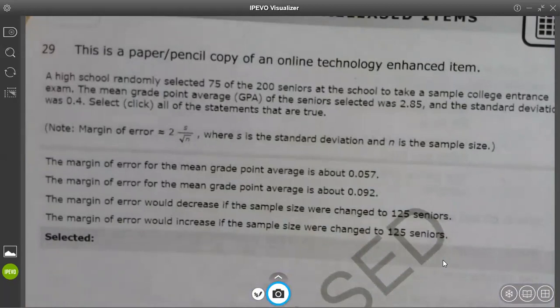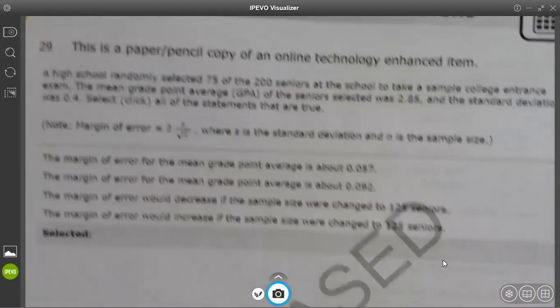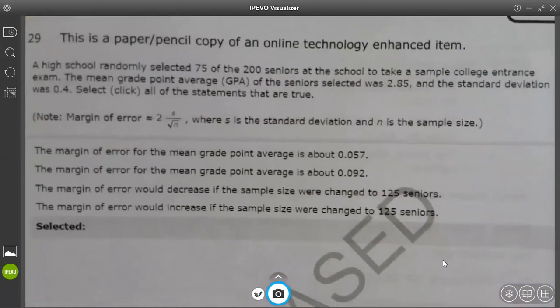All right, sorry, y'all. A high school randomly selected 75 of the 200 seniors at the school to take a sample college entrance exam. The mean GPA for the seniors was 2.85 and the standard deviation was 0.4. All of the statements are true. Click on them. It says the margin of error, and it gives you a formula. It tells you what S and N stand for. S is the standard deviation and N is the sample size. Both of those are given to you.